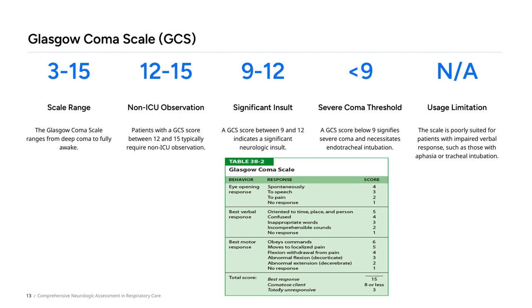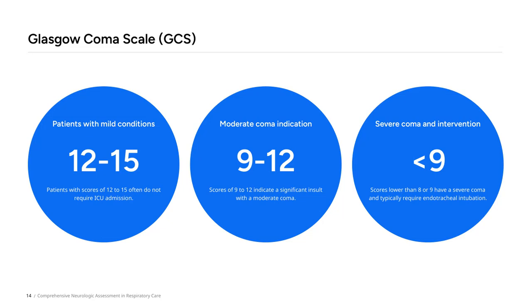Finally, it's important to remember that the GCS scale ranges from 3 to 15. A score of 3 represents a deep coma or even brain death, while a score of 15 indicates full consciousness. This range provides a broad spectrum for us to gauge the level of consciousness and neurologic function, guiding our clinical decisions effectively.